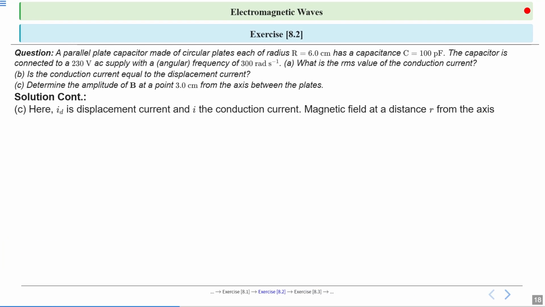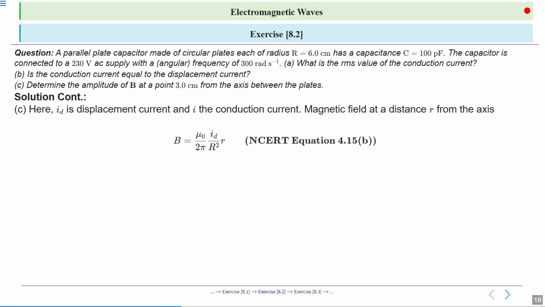Now the C part. ID is the displacement current and I is the conduction current. We want the magnetic field at a distance r from the axis. Now we have seen the capacitor plates. If you connect the ends of one capacitor plate with the ends of the other, the volume enclosed by the capacitor plates will be cylindrical. So it will behave as a cylindrical wire.